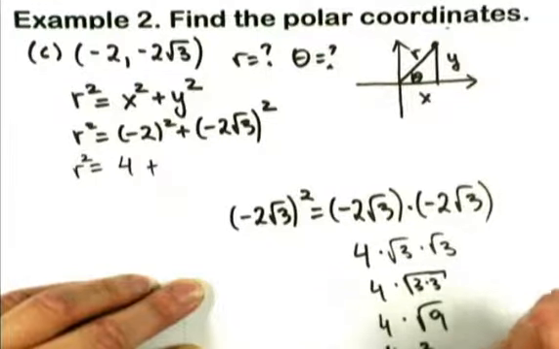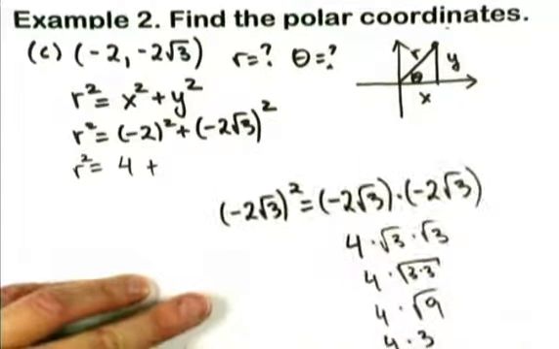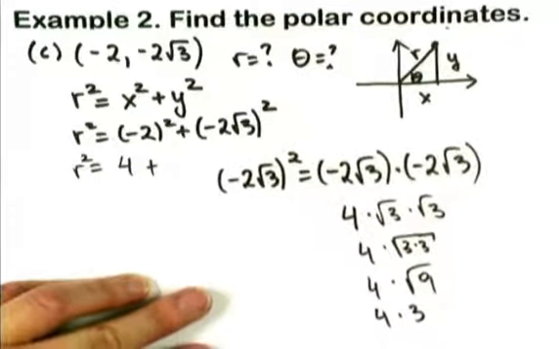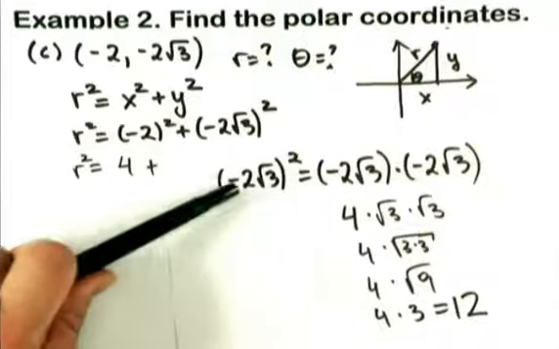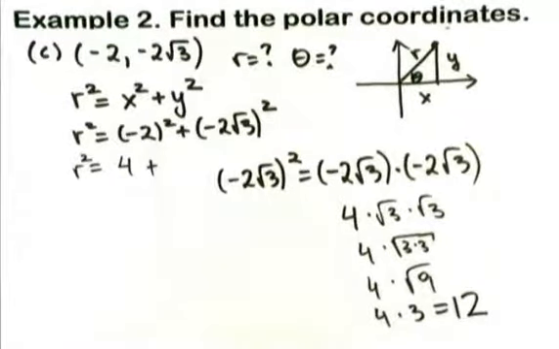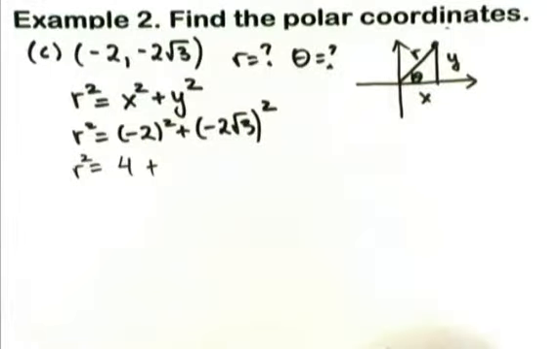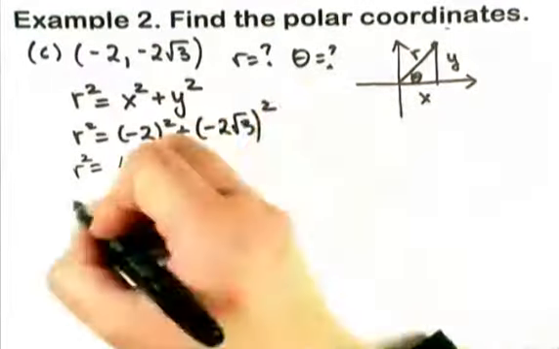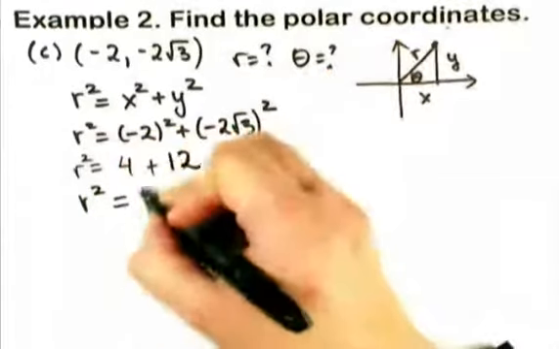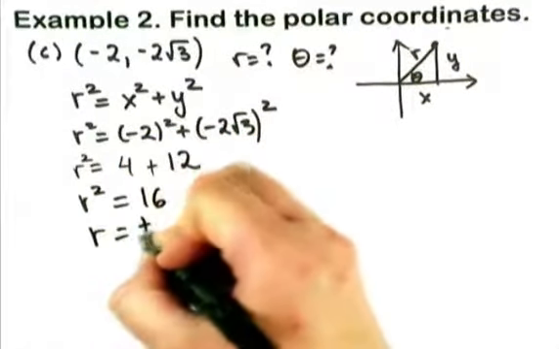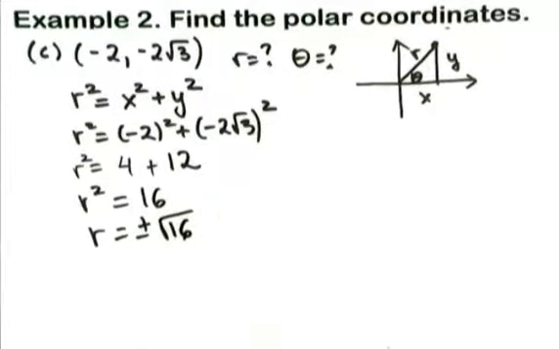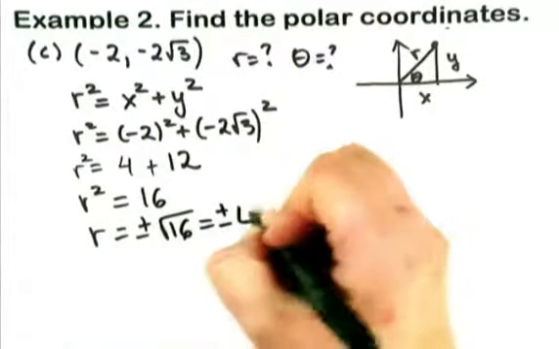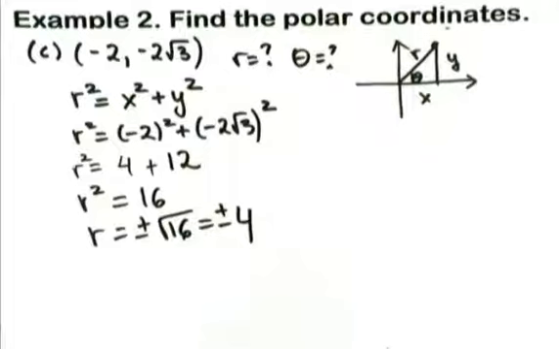So 4 times 3. 4 times 3 is 12. So minus 2√3 squared is nothing else but 12. So we have plus 12. So r squared is 16. So r is plus or minus √16, which is plus or minus 4. And we will have positive 4 because we're going to go with the positive angle.